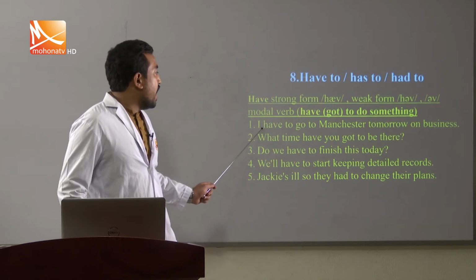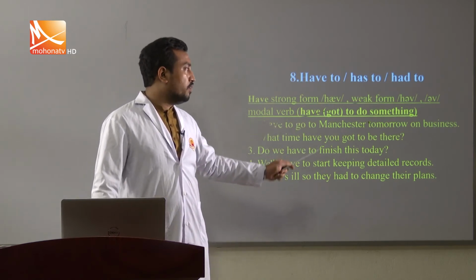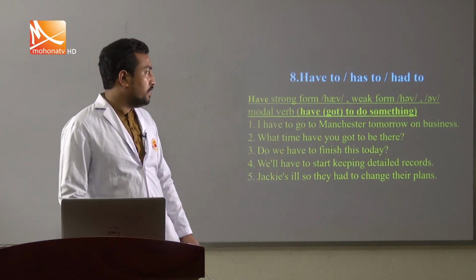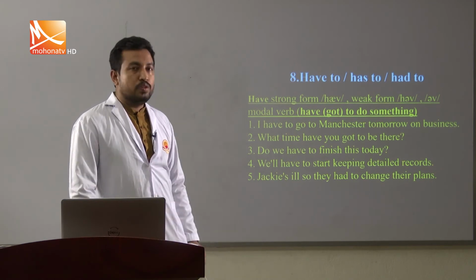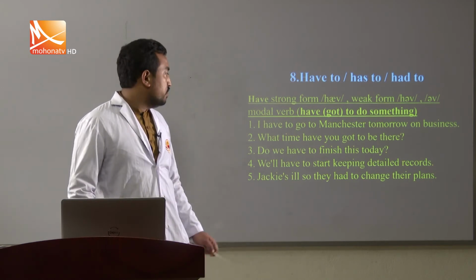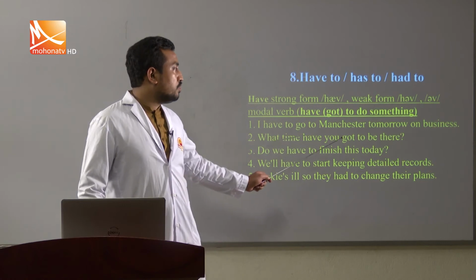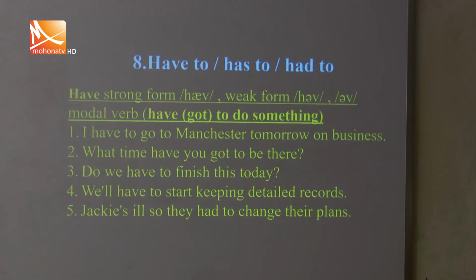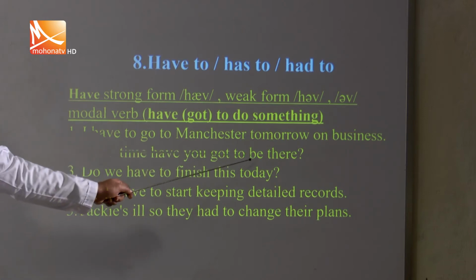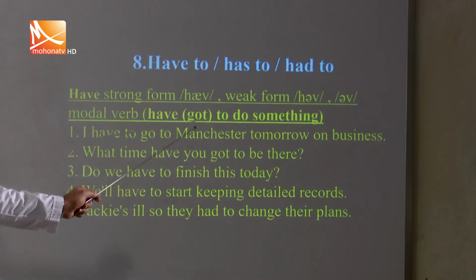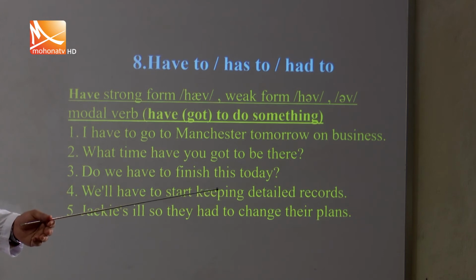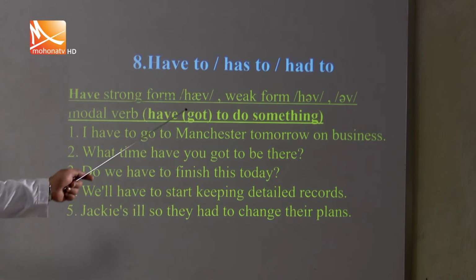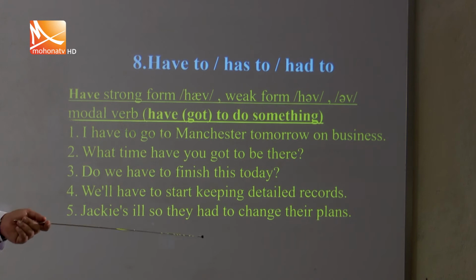Okay? I have to go to Manchester tomorrow on business. I have to go. So, this is urgent. What time have you got to be there? So, when do you need to reach there, like this? Have you got to be there? We can use got, or we can just omit it. It's our sentence pattern, it's our choice. Okay? The meaning is the same.